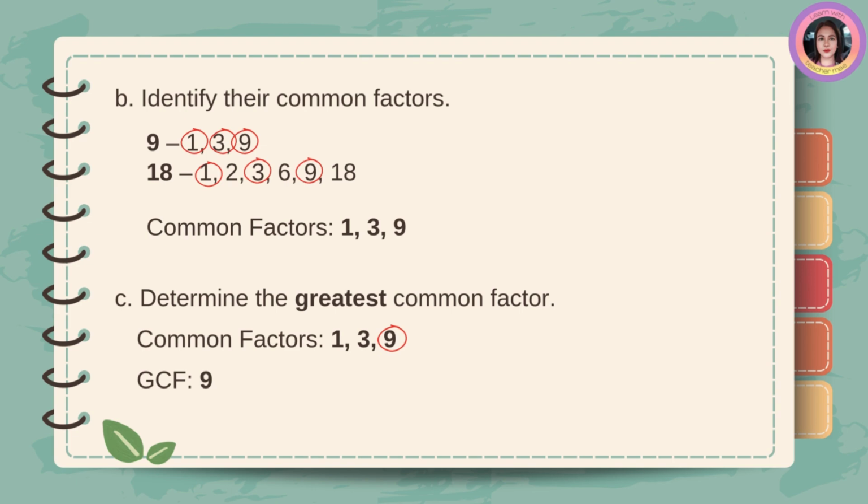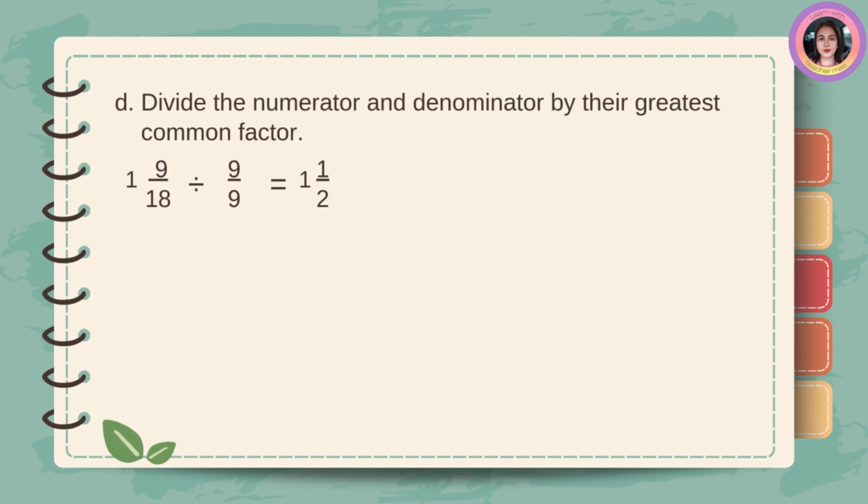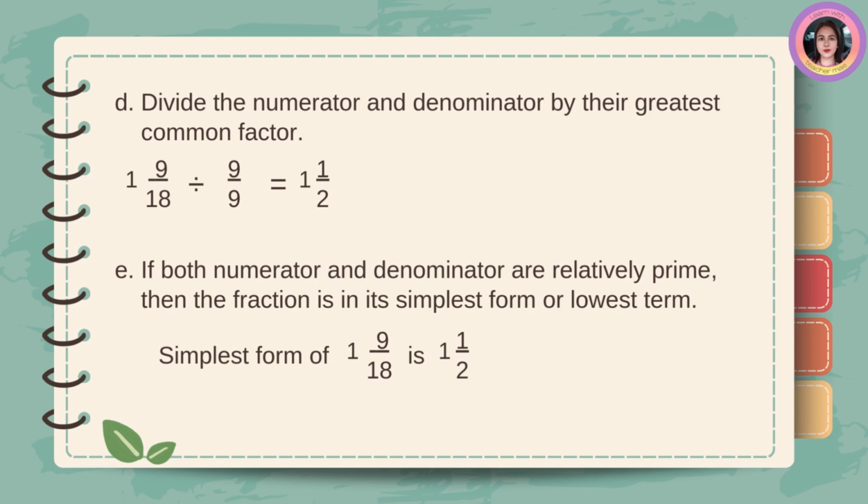Determine the greatest common factor. The common factors are 1, 3, and 9, and the greatest common factor is 9. Divide the numerator and denominator by their greatest common factor. 9/18 divided by 9. 9 divided by 9 is 1. 18 divided by 9 is 2. Copy the whole number 1. The answer is 1 and 1/2.